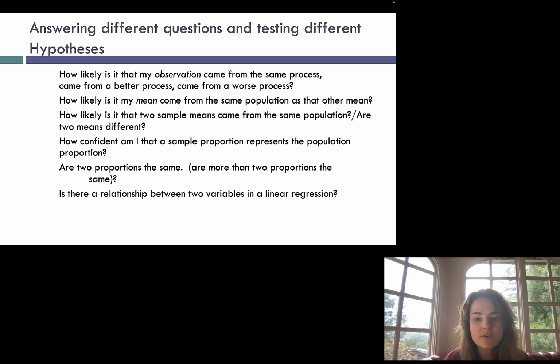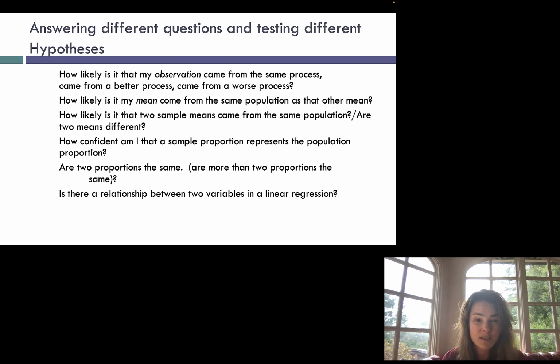So what are some of the different kinds of relationships that we're going to test in this course? How likely is it that my observation came from the same process, came from a better process, came from a worse process? How likely is it my mean came from the same population as that other mean? Those are the two kinds of tests that we've already done. How likely is it that two sample means came from the same population? Are two means different from each other? This is a fairly common kind of question that we want to answer.